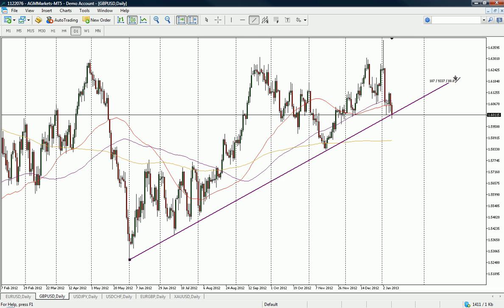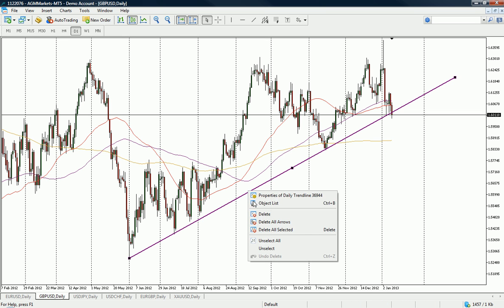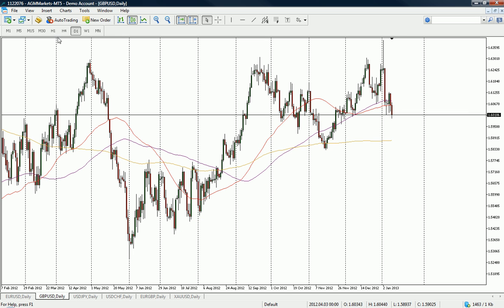First thing that springs to mind is this trendline support, and that's starting to break there. You can just see we are starting to break that. So the next support, if we do continue to go lower on this chart, would be the 200-day moving average, and that's at around 1.5876.